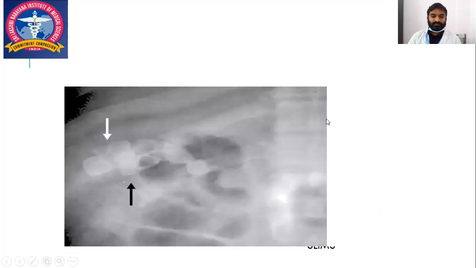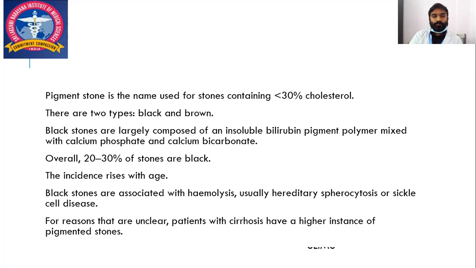These are the radio-opaque gallstones. Only 10% are radio-opaque, and 90% are radiolucent. This can be differentiated from renal stones when we take an X-ray film, erect and lateral view. Pigment stone is a name used for a stone containing less than 30% cholesterol.